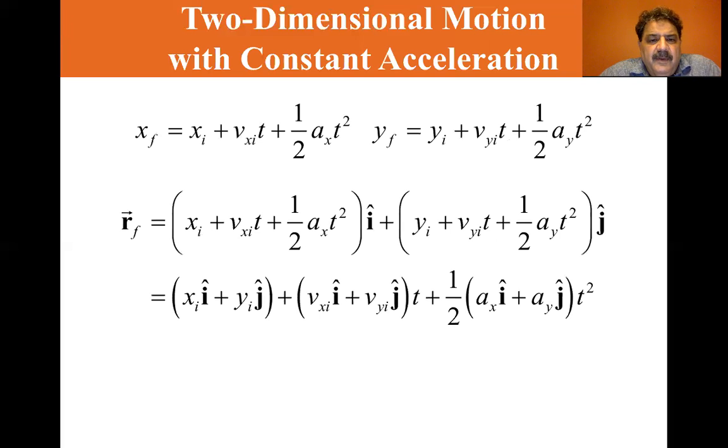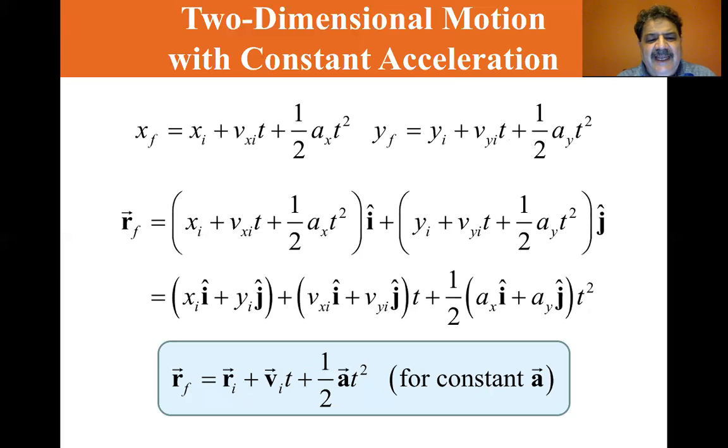So we can group the position portion, that's x initial i plus y initial j, plus vxi i plus vyi j times t, plus 1/2 ax i plus ay j times t squared. It's the same equation you've seen in the past. It's only written in vector notation. Okay, and if we write that, it's r vector final equals r vector initial plus the velocity vector initial times t plus 1/2 the acceleration vector times t squared for constant a. It's the same equation you've seen in the past, but it's only in vector notation. We're going up to 16. Okay, so we're still going.